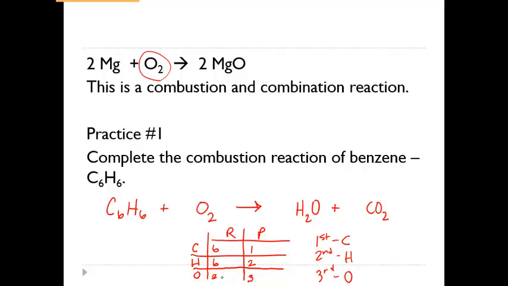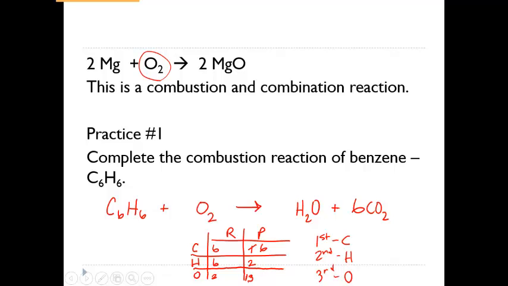Sometimes it'll solve itself. So if we start with carbon, we have 6 of those, so we'll have to put a 6 in front of our carbon dioxide. That takes care of carbon, and it also increases our oxygens now to 6 times 2, which is 12, plus the 1 that we still have from water, so now we're at 13 oxygens.